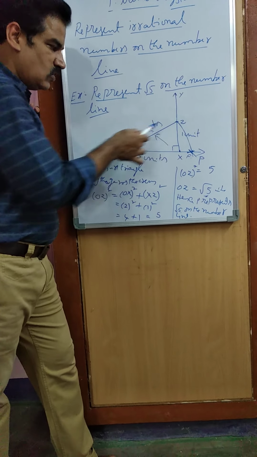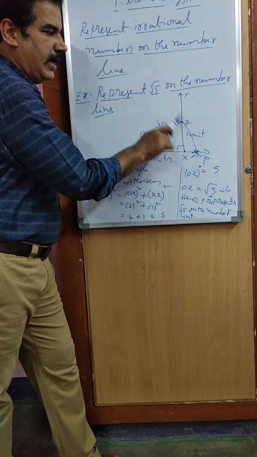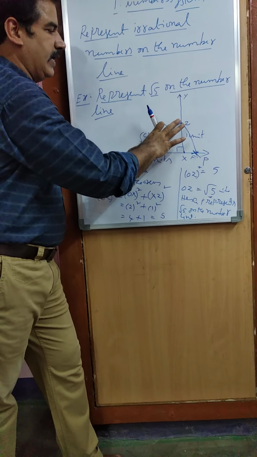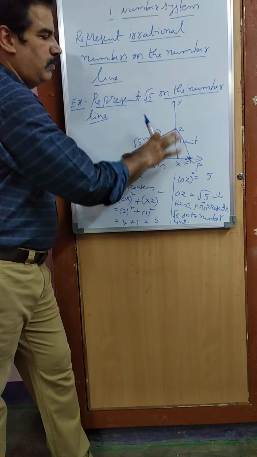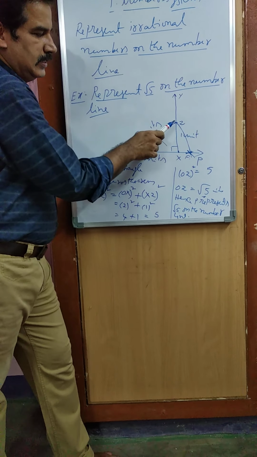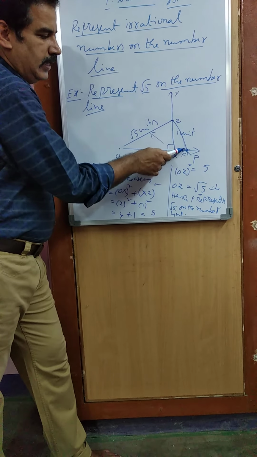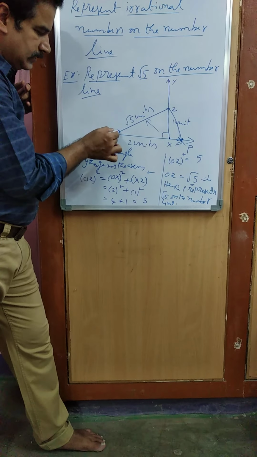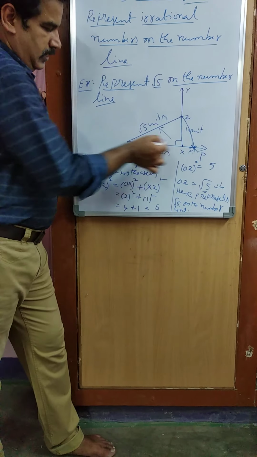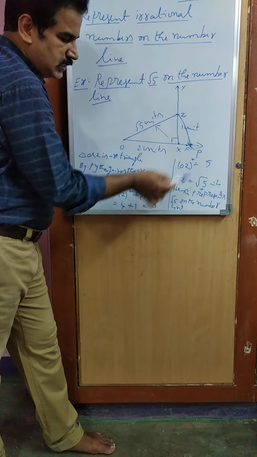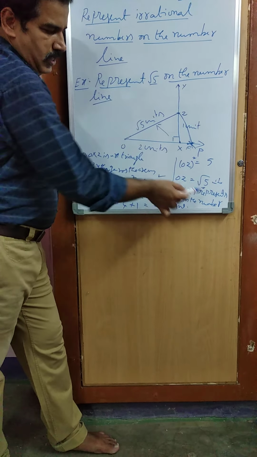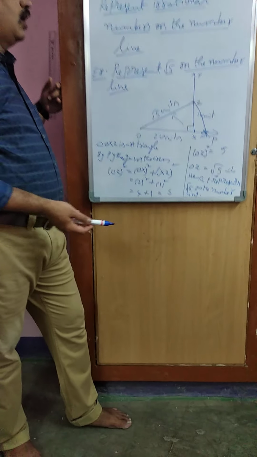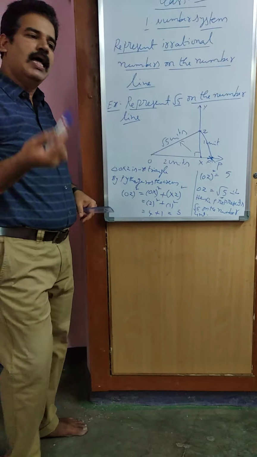But here this is a length root 5, and you have to represent it on the number line. That's why you take the compass with OZ as radius, O as center, and draw an arc like this. This arc I have drawn. Here I got a point P. OP distance is equal to root 5 units. Hence P represents root 5 on the number line. Okay, this is one example of how to represent irrational numbers on the number line.